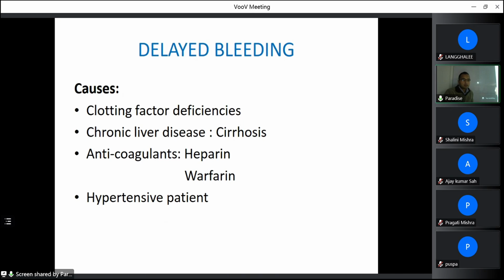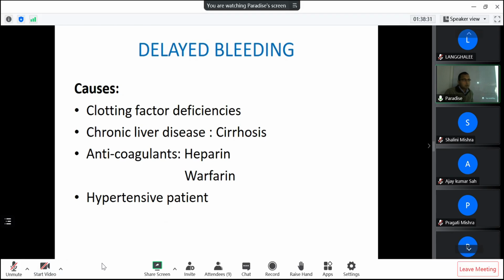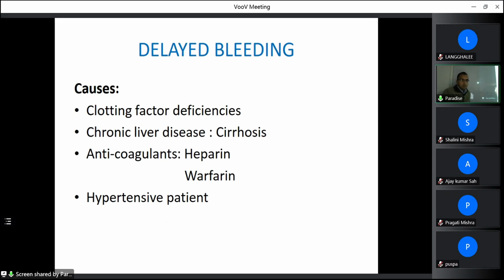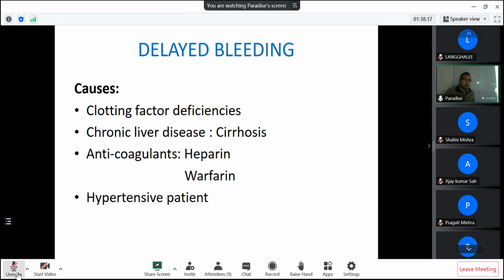Delayed bleeding is caused by clotting factor deficiency. It may be hemophilia A, B, or C, or it may be a defect with any other clotting factor. Chronic liver disease may lead to cirrhosis. In case of liver disease, what happens? The clotting factors which must be synthesized in the liver are compromised. So the clotting factors are not synthesized in the liver, and it will lead to severe bleeding.